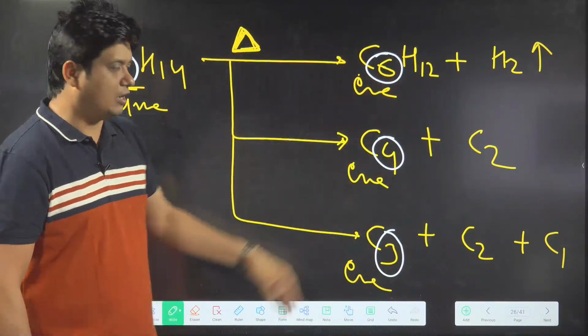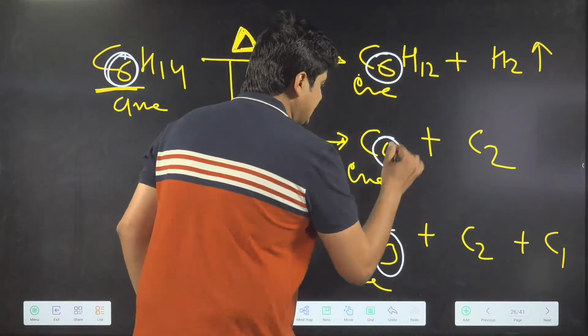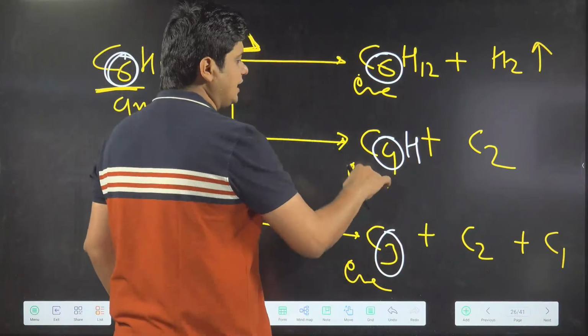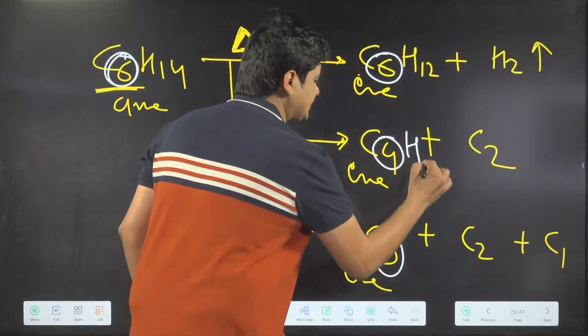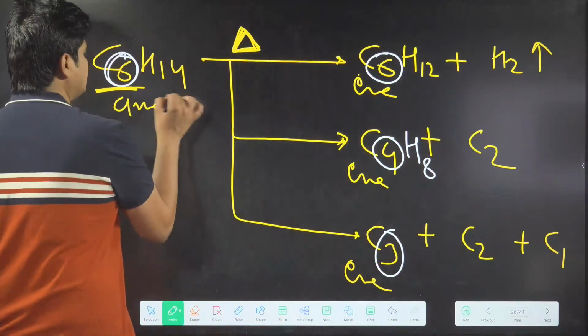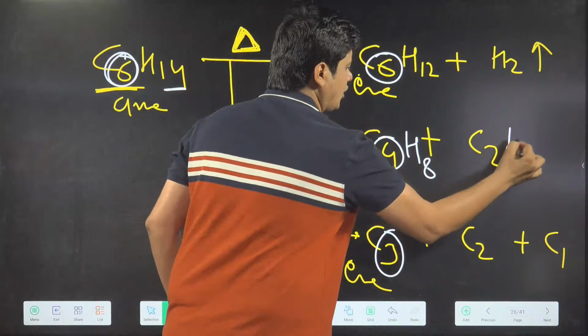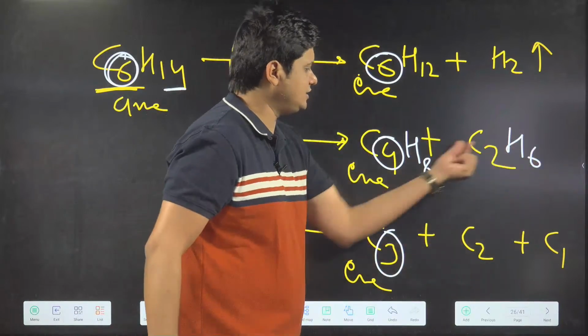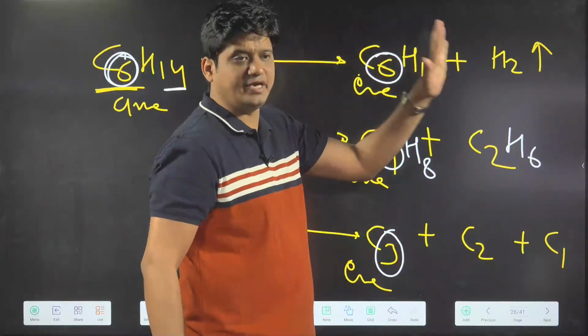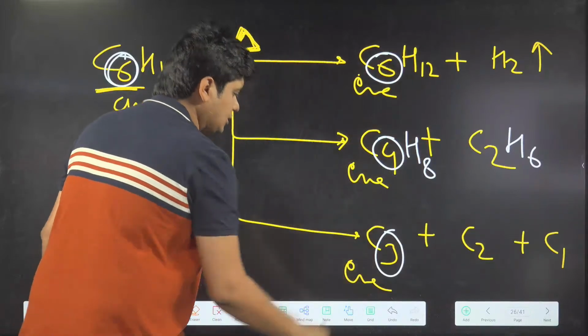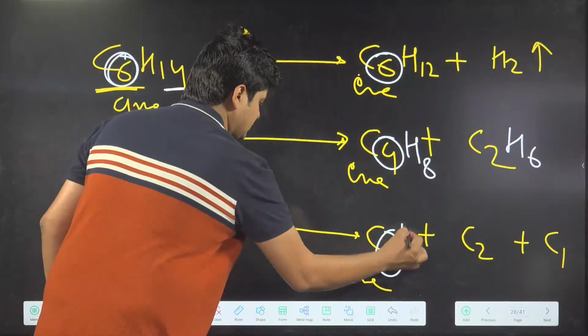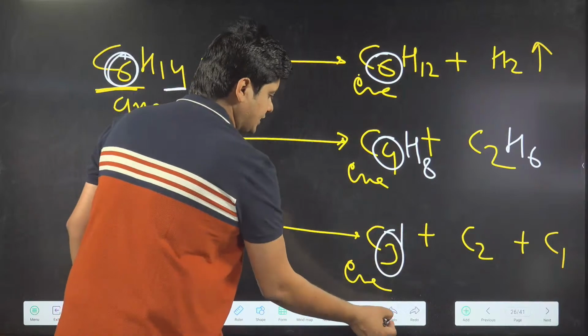Understood or not? Now, if this is an alkene, the formula will be CnH2n, which means C4H8. Total hydrogens are 14. 8 done. How many left? 6. So C2 has 6. 8 plus 6, 14. Satisfied? This is also an alkene, which means it is also CnH2n.